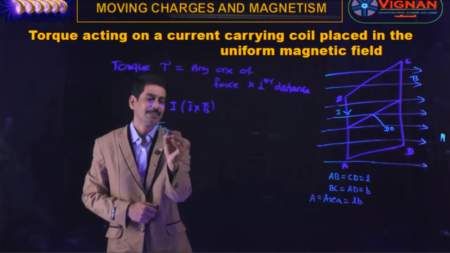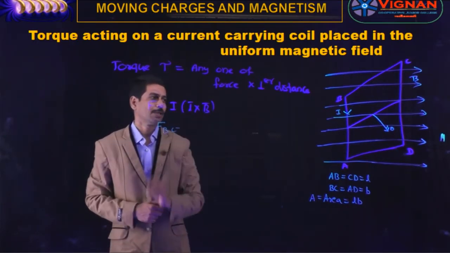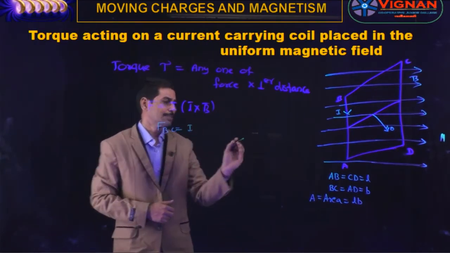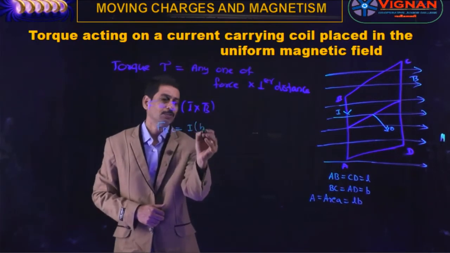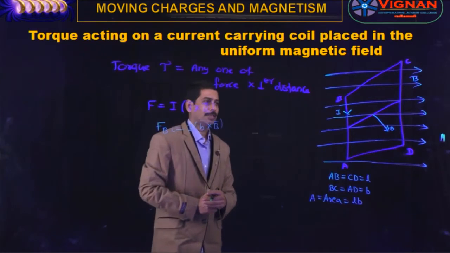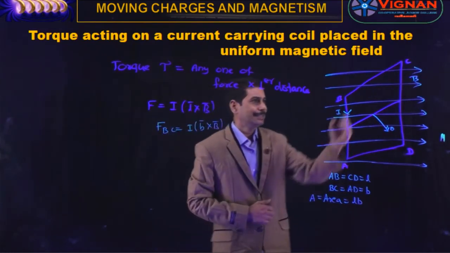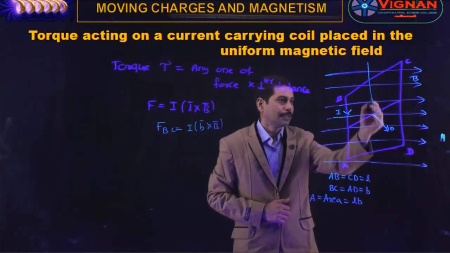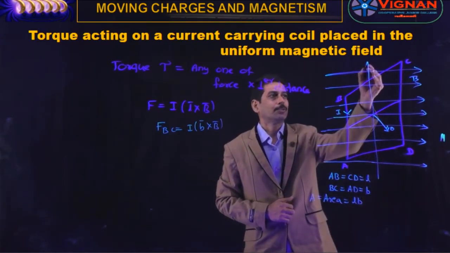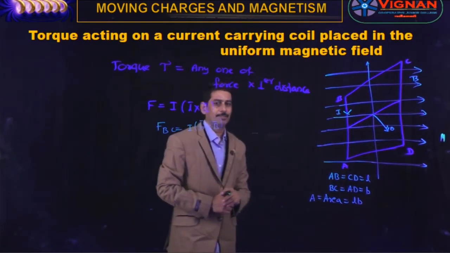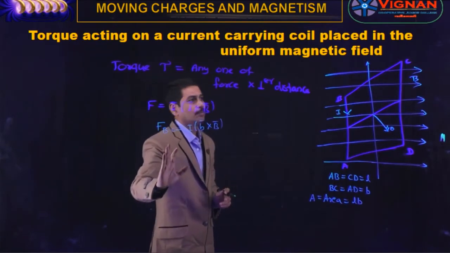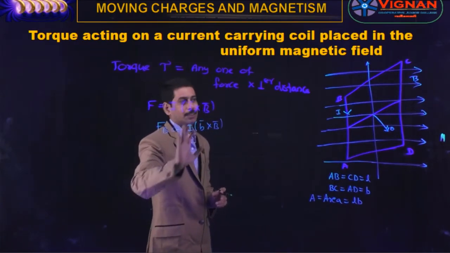So FBC is given by the formula F is equal to I into L bar cross B bar, and the force acting on BC is I into, since BC is B, I into B bar cross B bar. This is the force acting on the side BC, and it acts at the midpoint or at the axis. The direction can be found by using Fleming's left hand rule, and by that rule the force FBC is acting perpendicular to the inclined plane upwards.